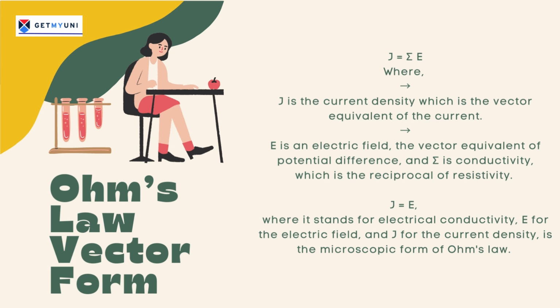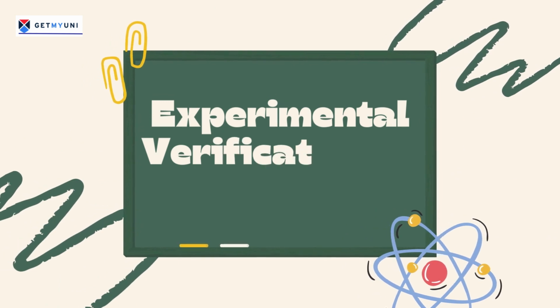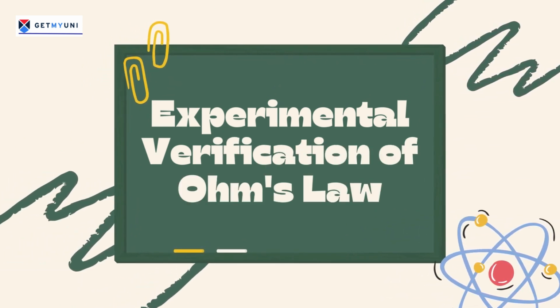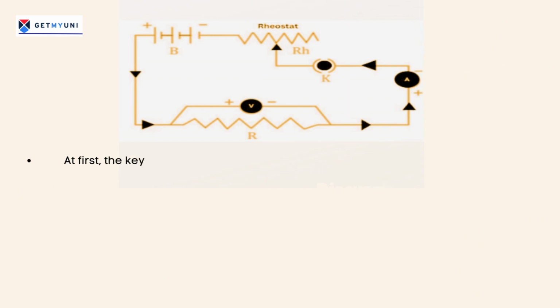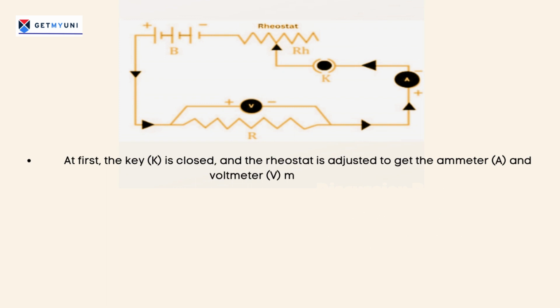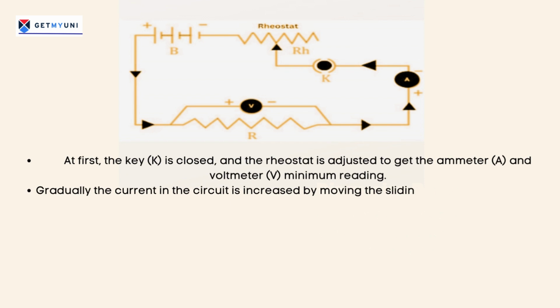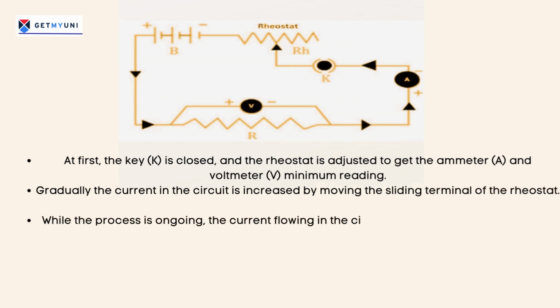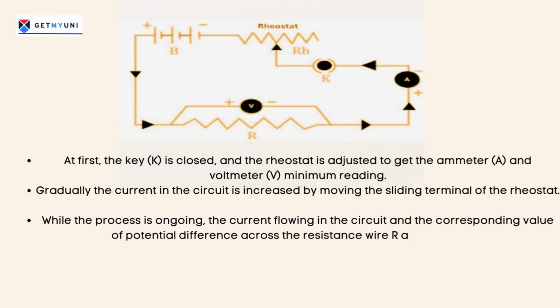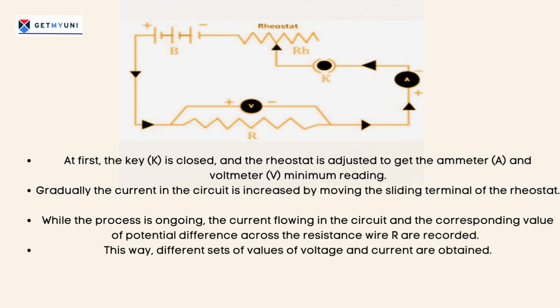The experiment below demonstrates Ohm's law. The step-by-step procedure is mentioned in the points below. At first, the key, K, is closed, and the rheostat is adjusted to get the ammeter, A, and voltmeter, V, minimum reading. Gradually the current in the circuit is increased by moving the sliding terminal of the rheostat. While the process is ongoing, the current flowing in the circuit and the corresponding value of potential difference across the resistance wire are recorded. This way, different sets of values of voltage and current are obtained.